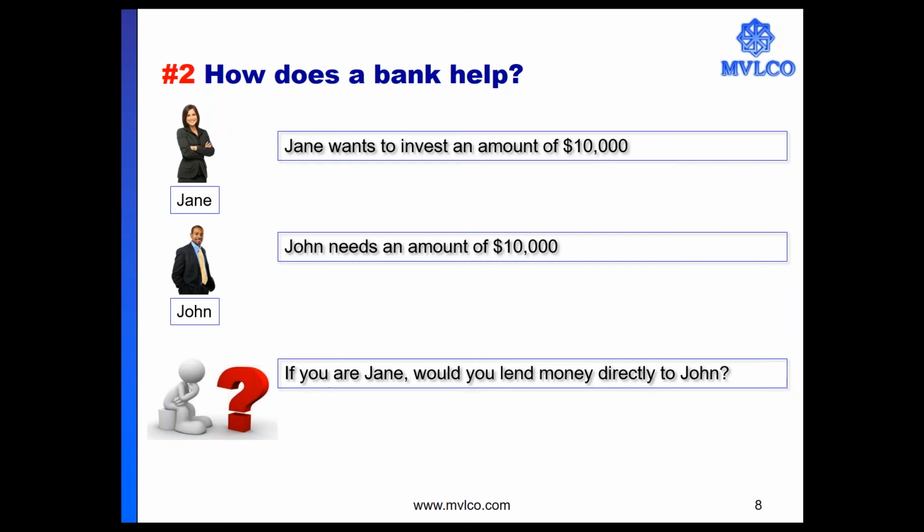Now to go further and understand the risk transformation and maturity mismatch transformation, we need to understand the example. Now I got 2 customers.